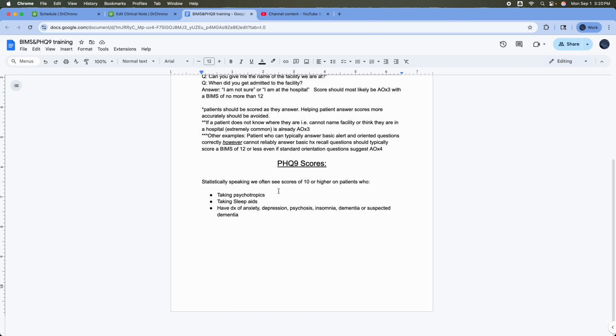So typically what we see in accurate charting is if the patient's on psychotropics, if they're on sleep aids, if they have a history of anxiety, depression, psychosis, insomnia, dementia, or suspected dementia, more often than not, we should see a score of 10 or higher on the PHQ-9 assessment.